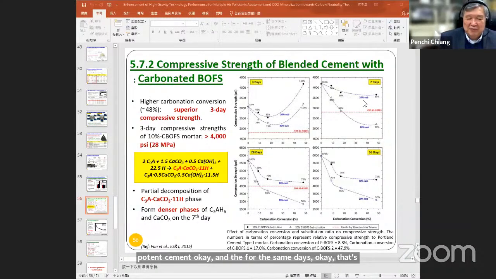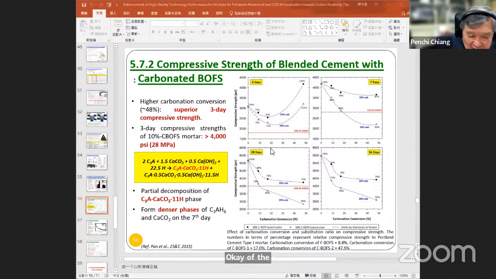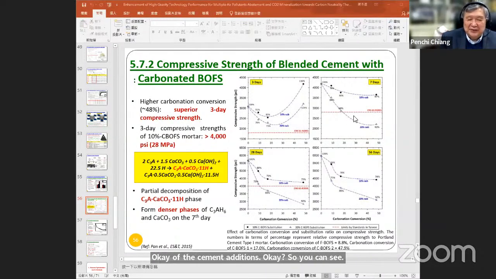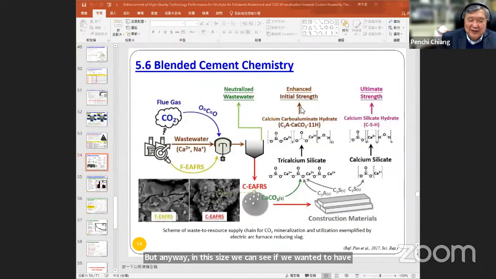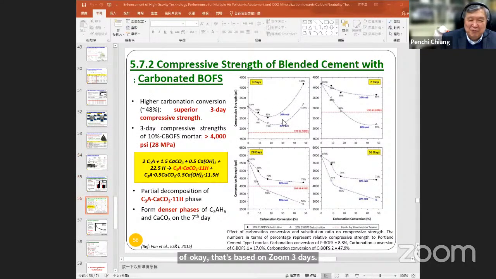And for the 7 days, it depends quite a bit. Here you can see different levels of cement additions. Sometimes we add 10%, 20%, 30%, and the performance is a little different. But anyway, in this slide, if we want the cement to have earlier, initial strength, based on 3 days measurement, we have better performance than the traditional cement. If we consider the regular 28 days, I believe we still have better performance than the cement, as the curve shown here shows.